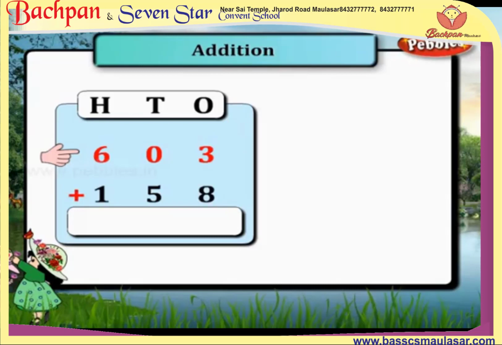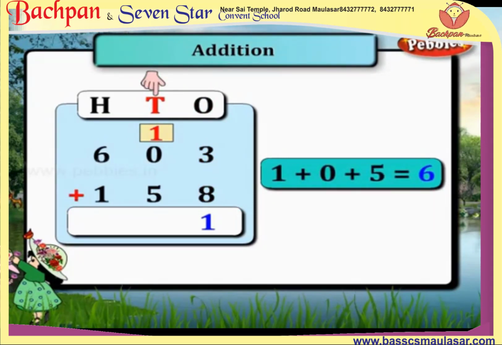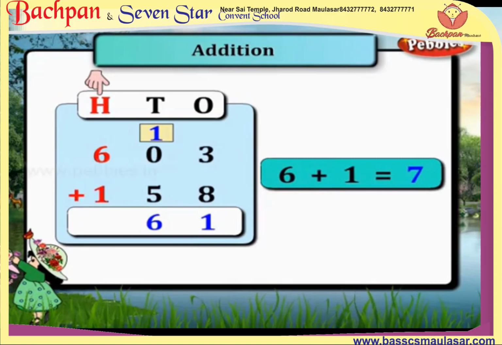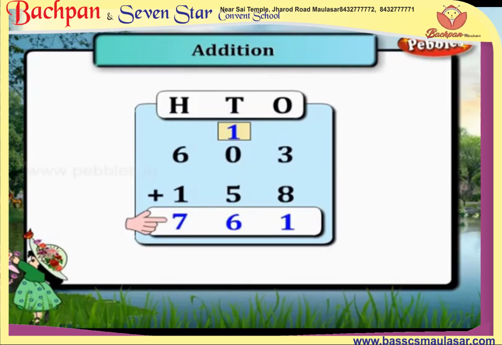603 plus 158. Add the ones. 3 plus 8 equal to 11. Write 1 in the ones column and carry over 1 to the tens column. Add the tens. 1 plus 0 plus 5. That is equal to 6. Add the hundreds. 6 plus 1 equal to 7. The total is 761.